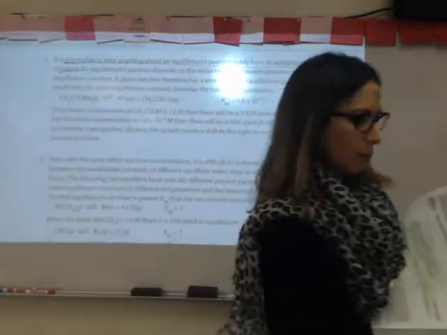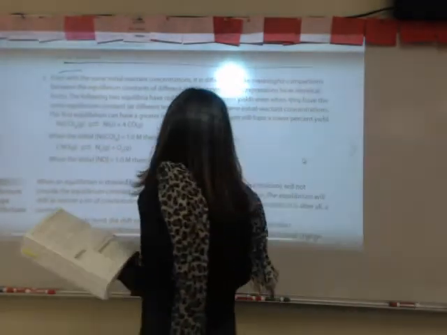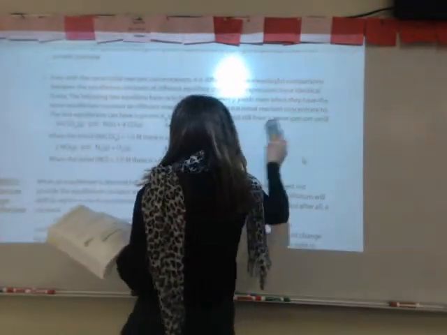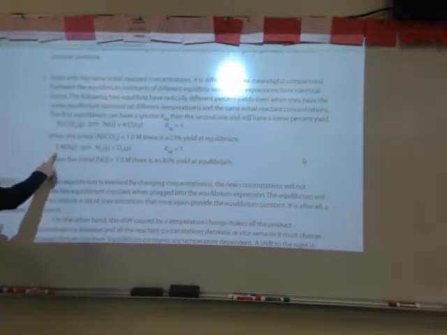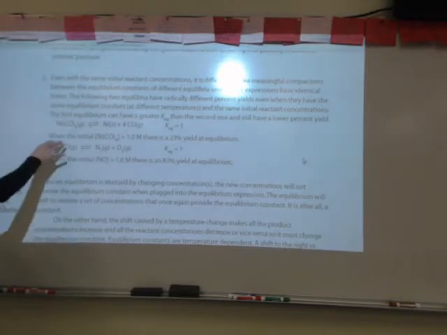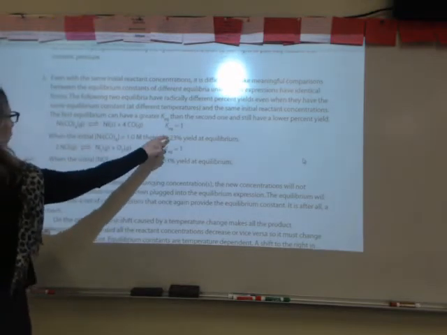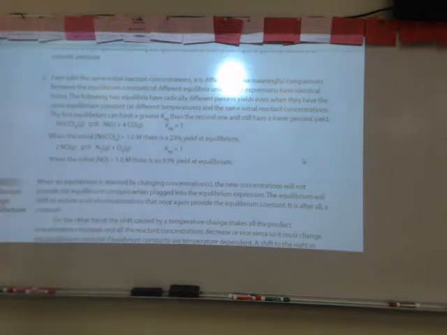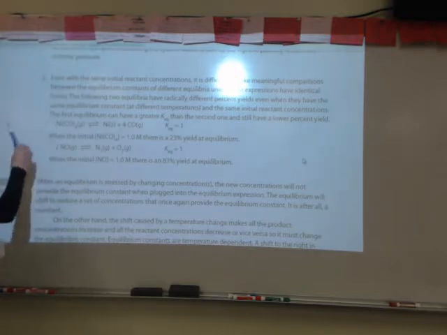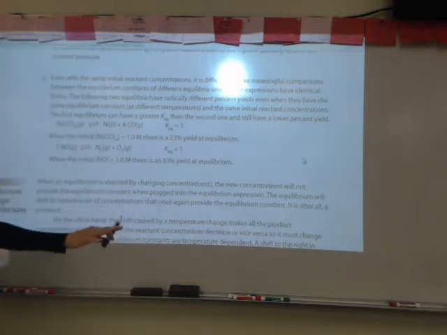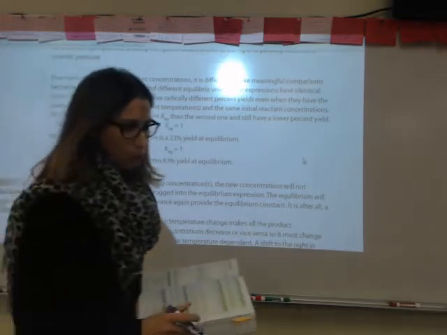Down here, if I'm looking at two different equilibria, which I have here, and I have the same initial reactant concentrations, I can't make a meaningful comparison between these equilibrium constants, even though they have the same value of 1, because these two are going to have different percent yields, even if they have the same equilibrium constant at different temperatures. If you're comparing identical equilibria and we're at 2 different temperatures, that's another thing. But you can't compare 2 different equilibria.